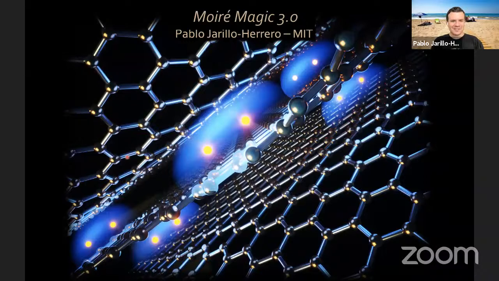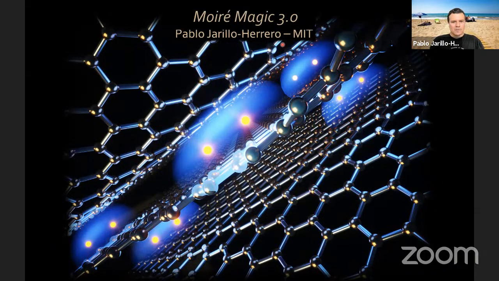So I'm going to continue with the subject of Moiré quantum matter, which I gave lectures on yesterday and the day before yesterday. On the first day, I gave an introduction to magic angle graphene and the discovery of correlated insulating behaviors and superconductivity. Yesterday we went more in depth into some of the correlated behavior that magic angle graphene exhibits: nematicity, competing orders, this cascade of phase transitions that we see in compressibility, and then strange metal behavior at the end. Today, I want to tell you about the next generation of Moiré quantum matter. I call this Moiré magic 3.0. Okay, so let's see where we go.